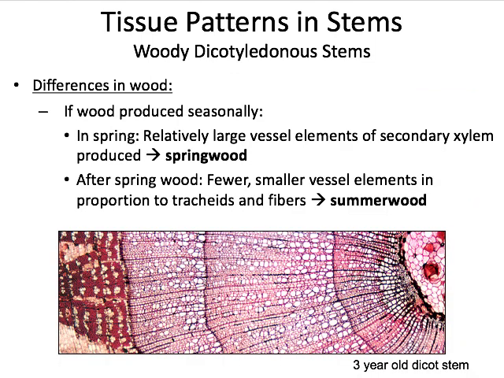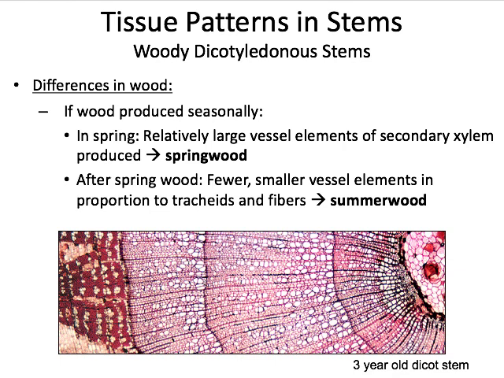Now, in most trees, there are growing seasons. There's a spring, summer, autumn, and winter. And if the wood is produced seasonally, then we would say in the spring, the tree produces spring wood. In spring wood, there's usually a lot more rain and moisture, so the tree produces large vessel elements.